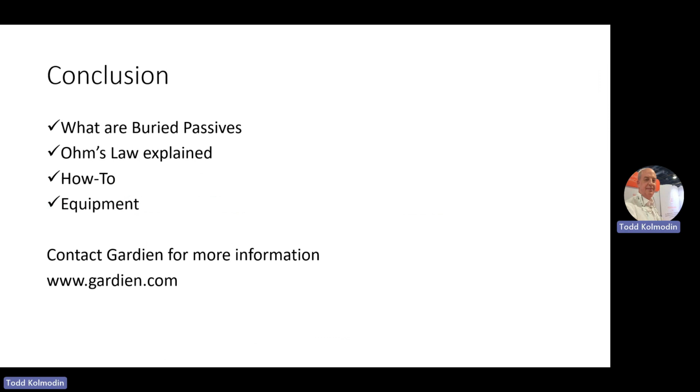So in conclusion, what did we talk about today? Well, we talked about what the buried passives are. We talked about resistors. We talked about capacitors a little bit. We talked about inductors, coils, and how they can interact with each other. Gave you a scenario using Ohm's law and a daily life scenario of what voltage, current, and resistance is, how they affect each other.